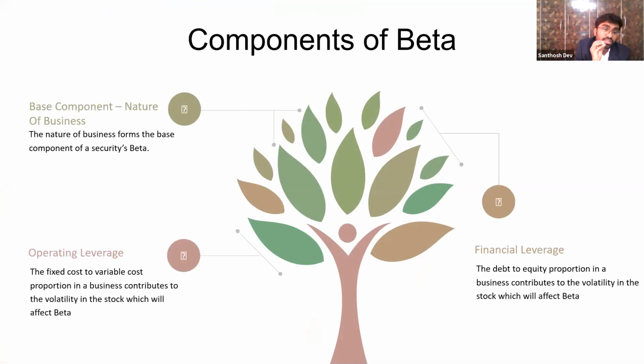What is the theory? What are the basics of beta? What constitutes beta? When I look at the constituents of beta, there are 3 types: the base component, the operating leverage component, and the financial leverage component. The base component is the inherent nature of the business itself. Operating leverage is the fixed cost to variable cost differential. And financial leverage is the debt to equity ratio in your business.